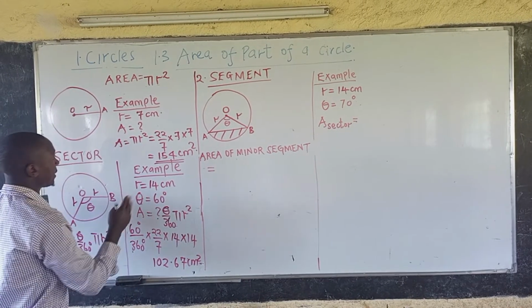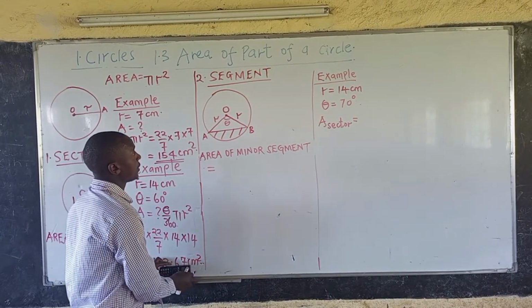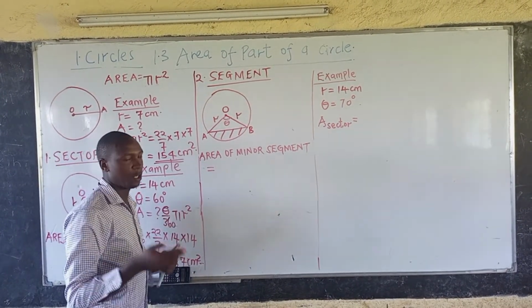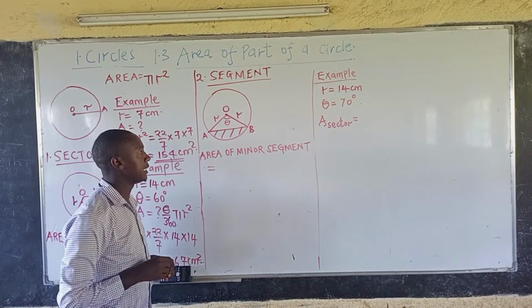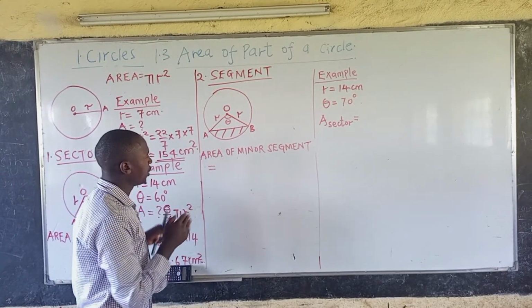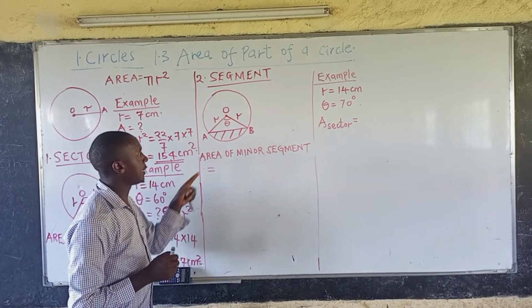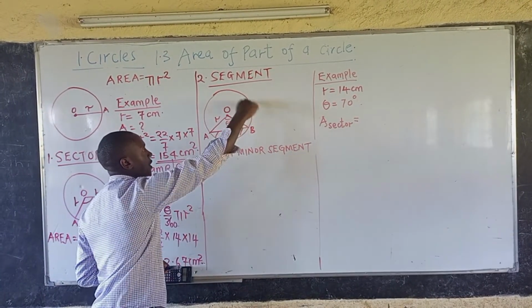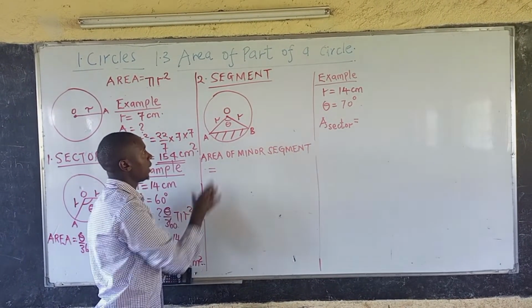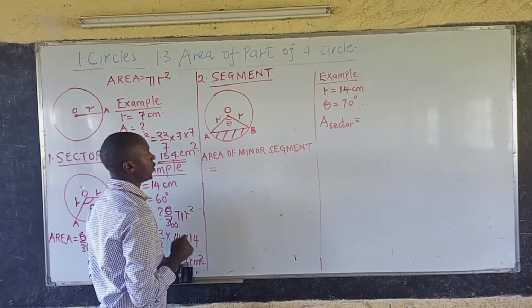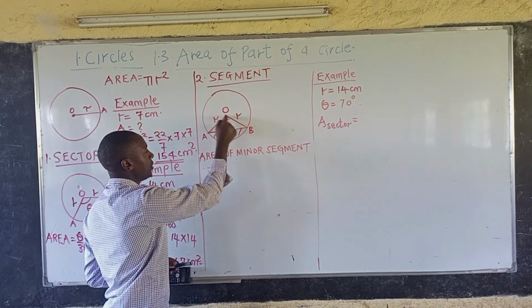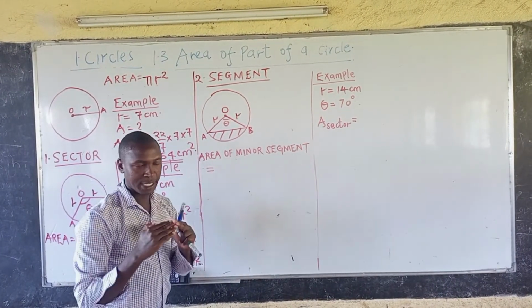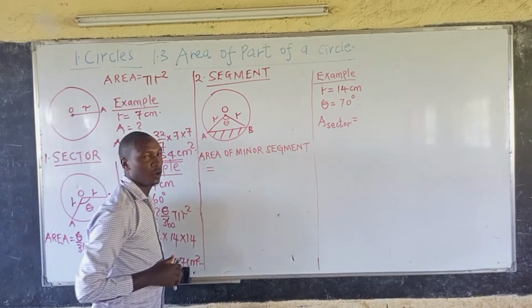Now, apart from sectors, we also have segments. And a segment, in our previous video, we explained what a segment is. And today, we want to know how we find the area of a segment. Let us consider our circle here with the center O and radius r. And of course, we have two radii meeting at a point and they form an angle. That angle we are going to call theta.